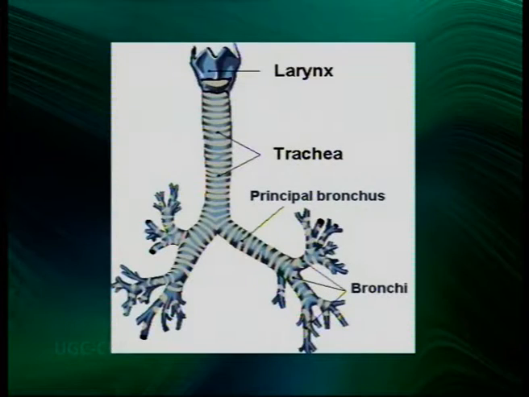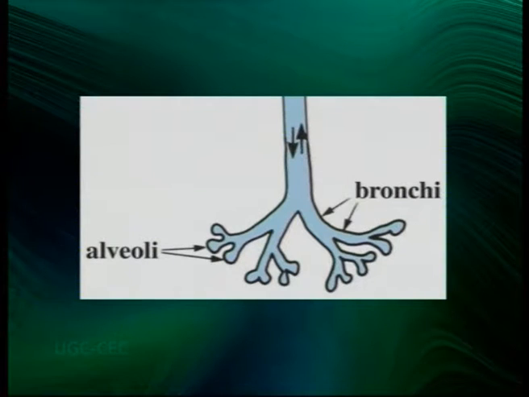The structures associated with the ducts of the lungs are: number 1, the larynx, then the trachea, the bronchi, the secondary bronchi, and ultimately the alveoli. In the alveoli, the actual exchange of gases takes place. The rest of the structures are just of conducting importance.